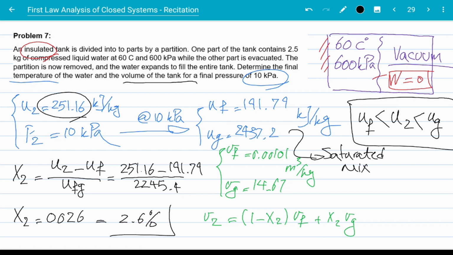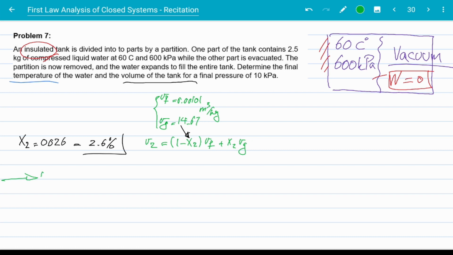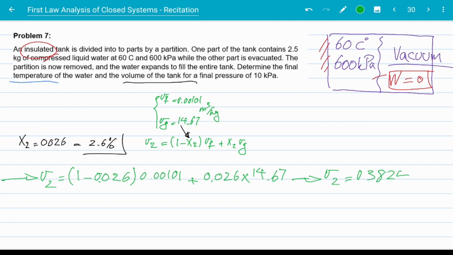Okay, now that I have x2, I can plug it into this equation and find specific volume 2. All right, so specific volume 2 is going to be (1 minus 0.026) times 0.00101 plus 0.026 times 14.67, which will give me specific volume 2 is 0.3824 meters cubed per kilogram.